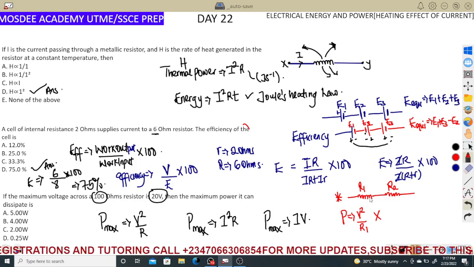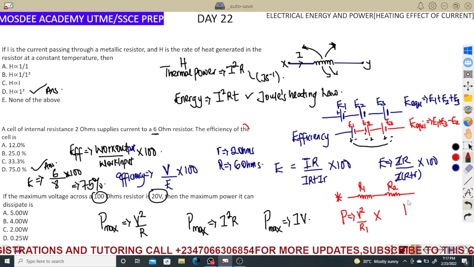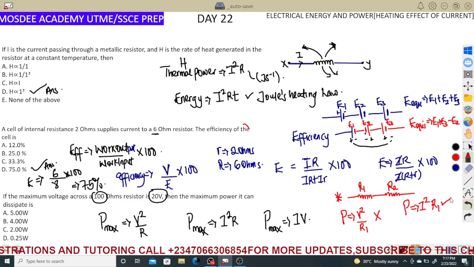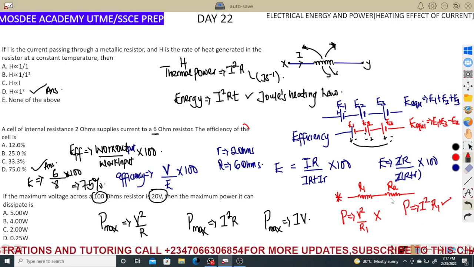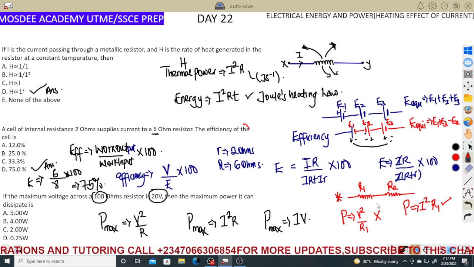So the power that will pass through that one is not V squared over R. It's very, very wrong. The power that will pass through there can be equal to I squared multiplied by R1. Why? This is correct because the same current will pass through a series arrangement. I hope you understand. So application is very important when you are solving questions.